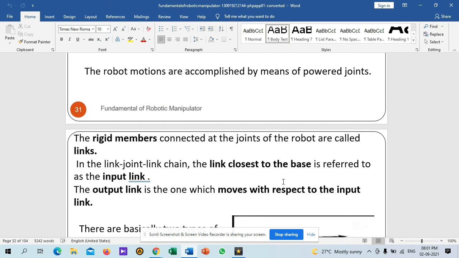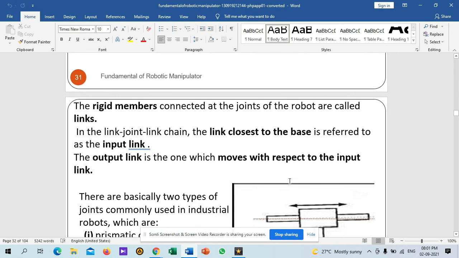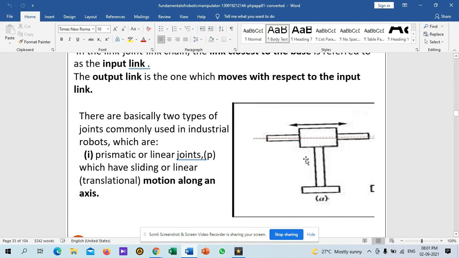The rigid members connected at the joints of the robot are called links. In the link-joint, link chain, the link closest to the base is referred to as the input link, right? And the output link is the one which moves with respect to the input link. So this one is a prismatic or linear joint, right? You have to see the arrow now.